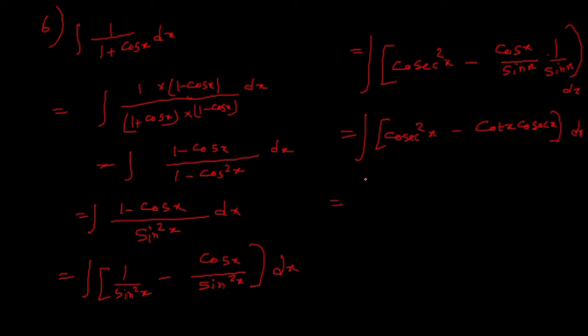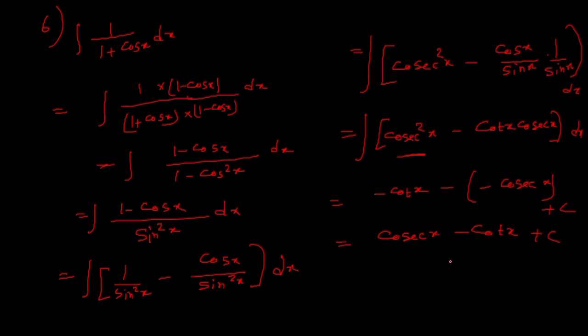As we all know the formulas of cosec square x and cot x cosec x, we have discussed it earlier. So integration of cosec square x will be minus cot x, because derivative of cot x will be minus cosec square x, and the integration of cosec x cot x will be minus cosec x plus c. So the integration will be cosec x minus cot x plus c. This is how we can apply integration on any function and simplify the result.